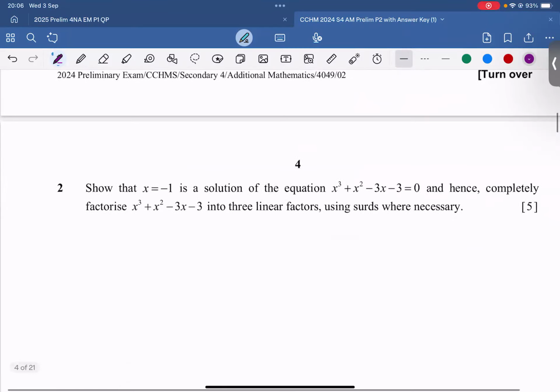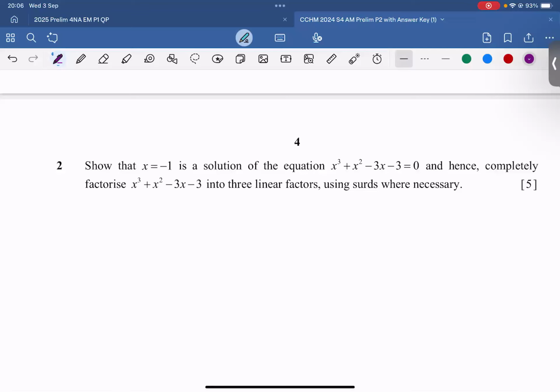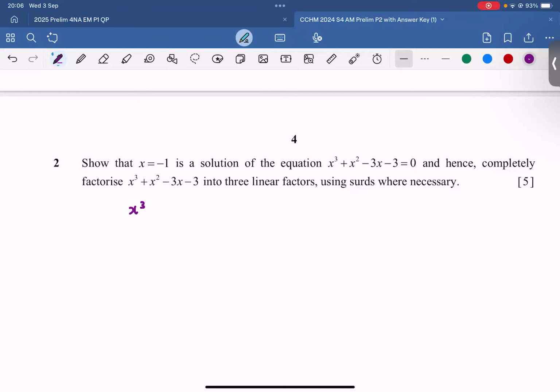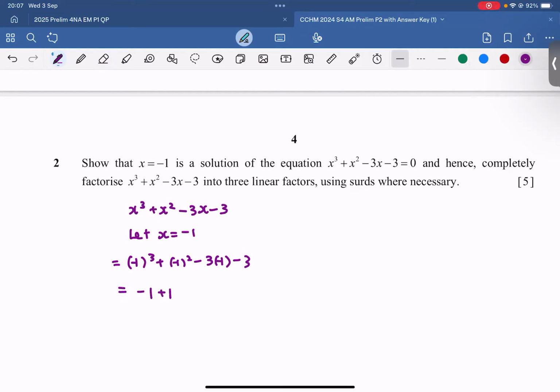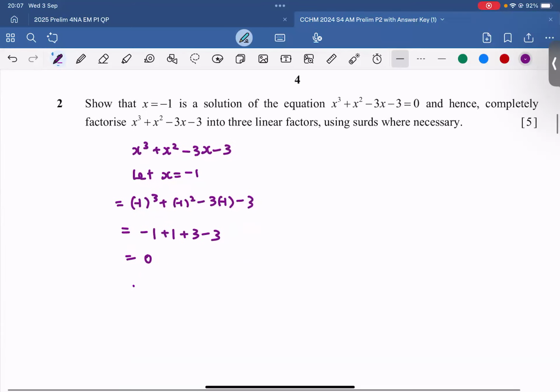Okay, next. Show that x equals to -1 is a solution to this. So what you do is you write this down. Let x be -1. So it's equals to -1 cubed plus -1 squared minus 3 times -1 minus 3. Oh, sorry, it's -1. So this is -1 plus 1 plus 3 minus 3, which is equals to 0. So therefore, x equals to -1 is a solution.